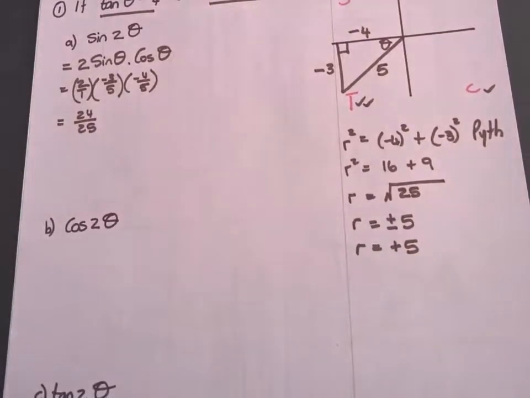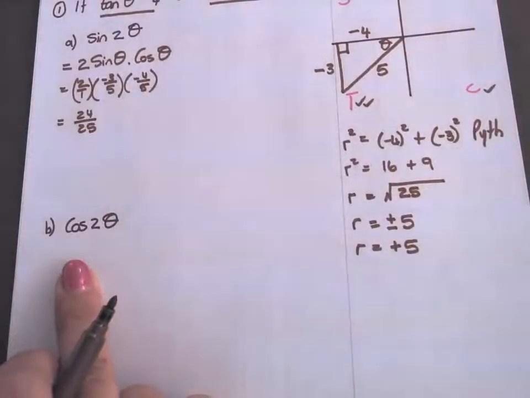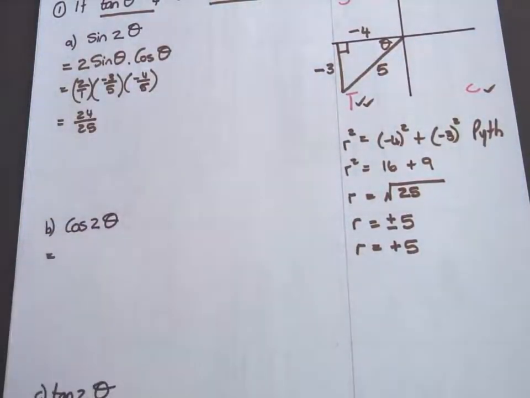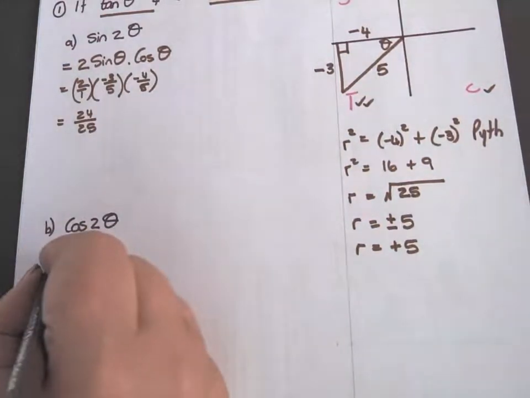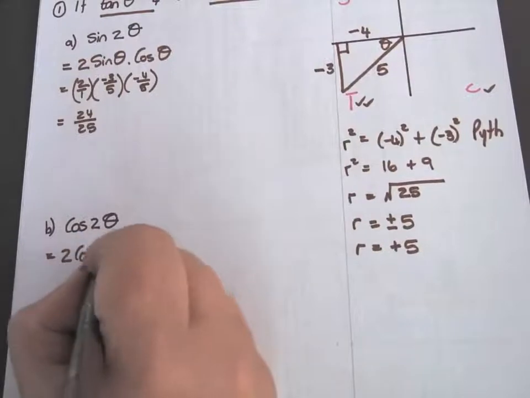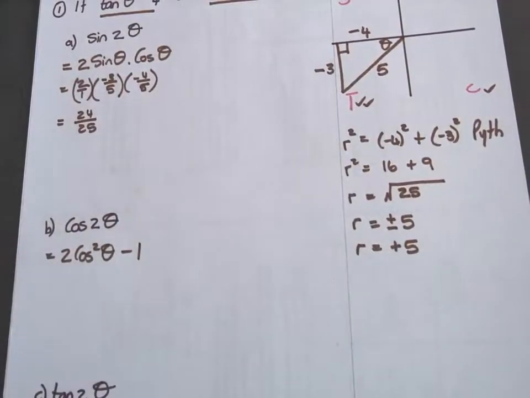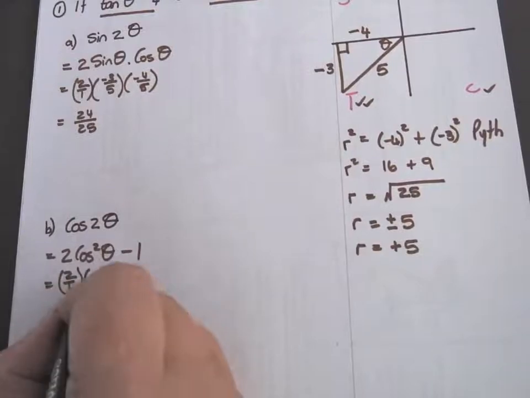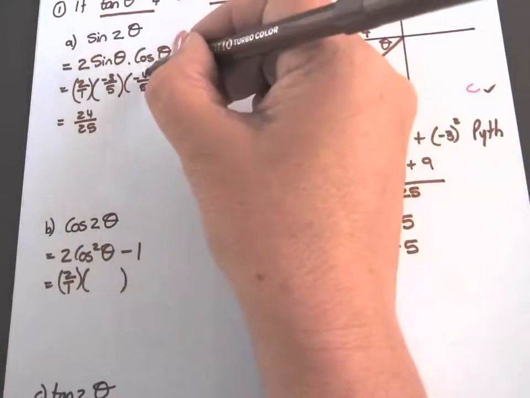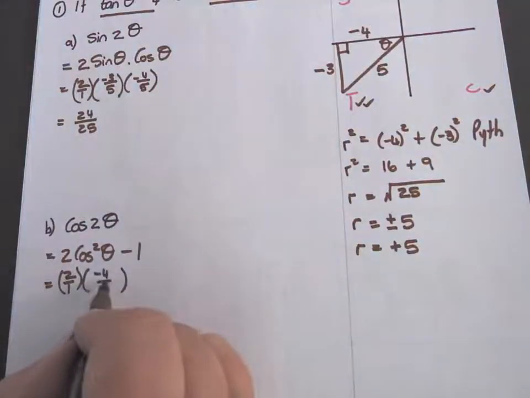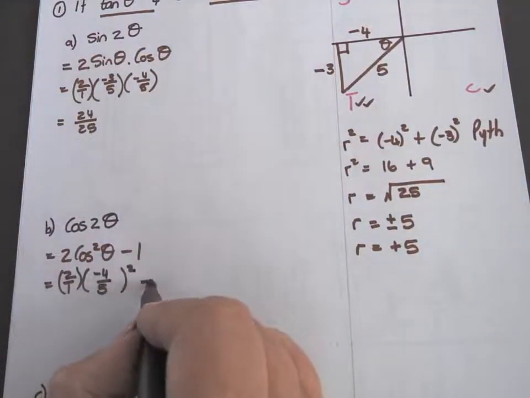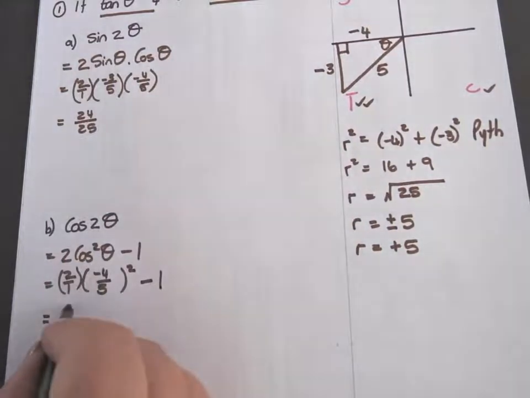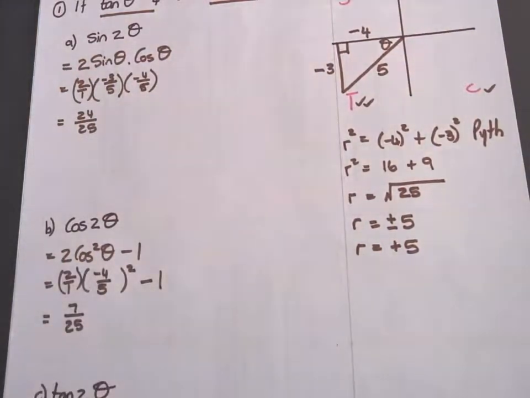The next sum, cos 2 theta. It's also a double angle, and you can have one of three choices. So let's take the 2 cos squared theta minus 1 choice. Any other choice will give you the same answer. So it's 2 over 1 times cos theta. Cos theta is minus 4 over 5, but it must be squared, minus 1. And your answer for that is 7 over 25.